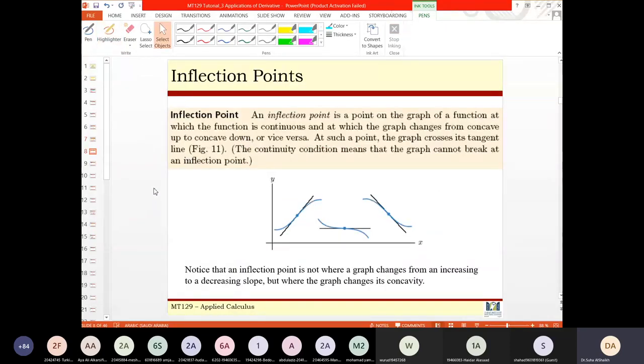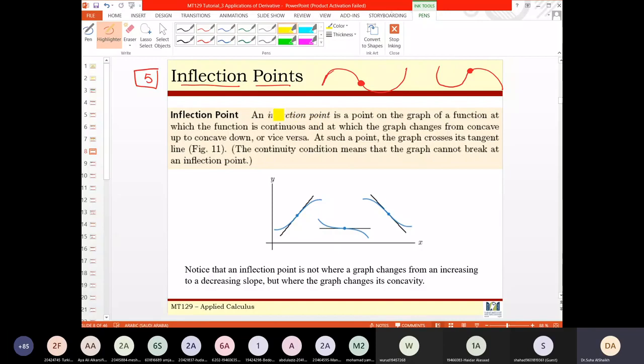So this is the concavity thing, and we have the number 5 thing, which is the inflection point. Inflection point in Arabic we call it نقطة انقلاب. The inflection point is a point where the function changed from being concave down to be concave up. This point. Or it was concave up and it changed to be concave down. So the point at which the function changed its concavity is the point that we call inflection point.